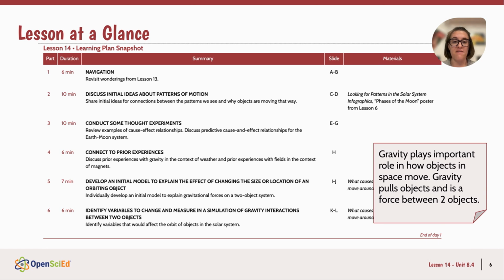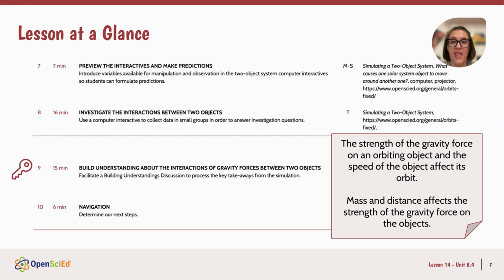On the first day of this lesson, students figure out that gravity plays an important role in how objects move in space. We figure out that gravity is an attractive force that's pulling two objects towards each other. On the second day, students figure out that the strength of the gravity on the object and its speed affect its orbit, and that mass and distance both affect the strength of gravity on the objects.